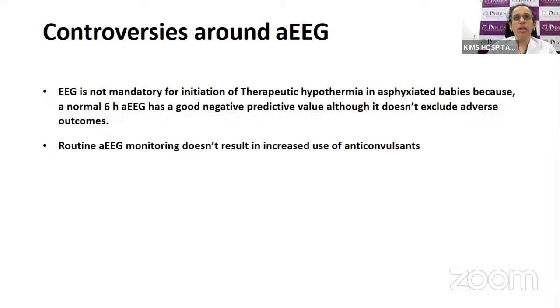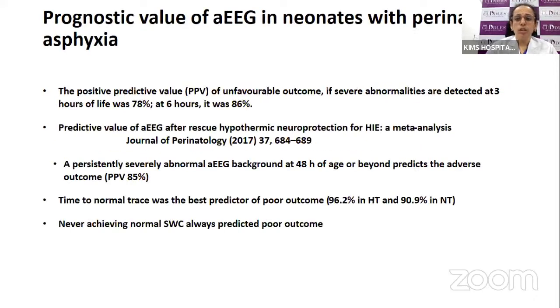And there is one more question, like does routine aEEG monitoring result in increased use of anticonvulsants? There have been many studies to look into this. They found out that there is not much increased use of anticonvulsants because of routine EEG monitoring in the units. So these are the two controversies which surround the amplitude integrated EEG. And what about the prognostic value of aEEG? With the help of aEEG, how do we prognosticate the babies with perinatal asphyxia, in other words?